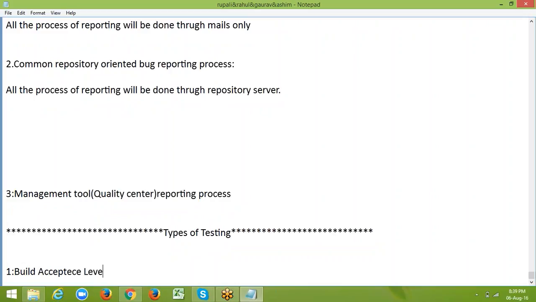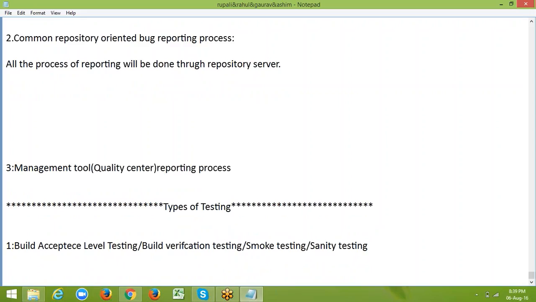build acceptance level testing, or build verification testing, or smoke testing and sanity testing. Smoke testing and sanity testing. So I will explain.